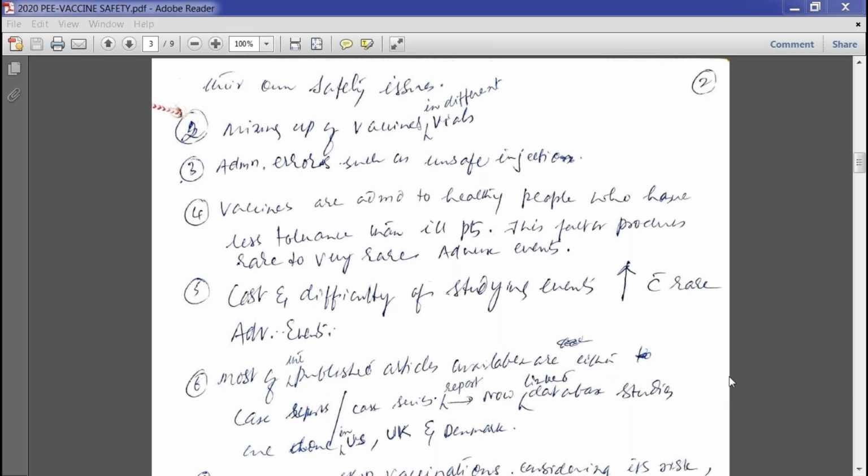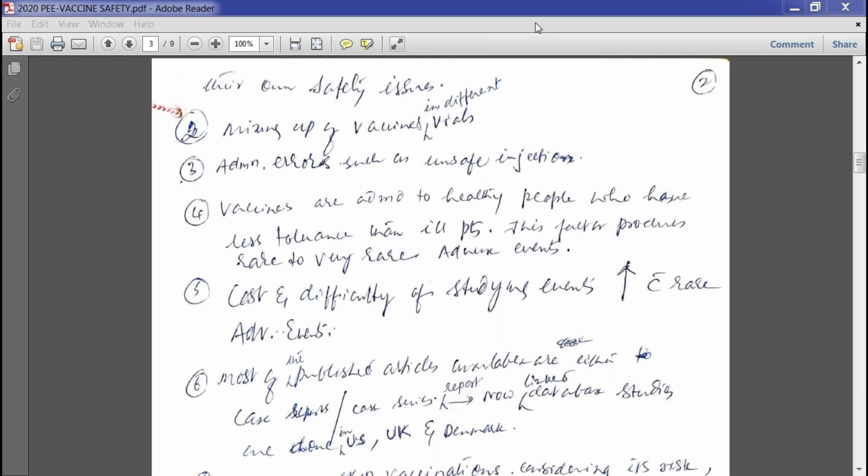But actual need of the vaccine is for the ill patients whose defensive mechanism is very poor. So what happens? Vaccines, if unnecessarily given to healthy people, may lead to adverse consequences instead of preventing the disease from coming, right? So next issue is that cost and difficulty of studying the events will increase with rare adverse events. See, we have already understood that the assessment of efficacy of vaccine is required in large population. You cannot test in small population because vaccines are given for large population.